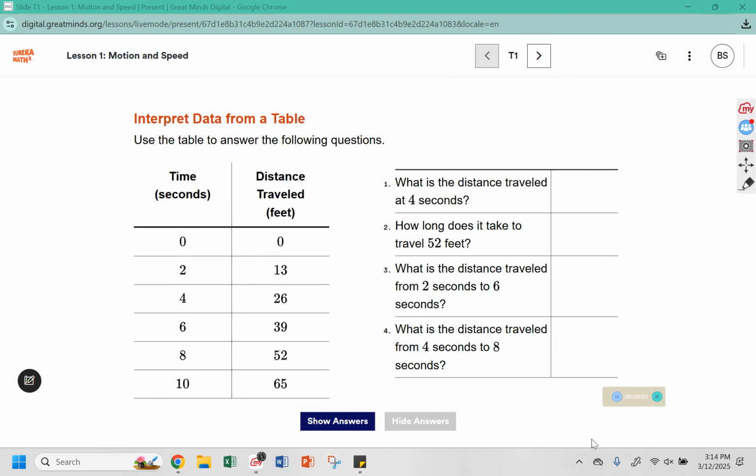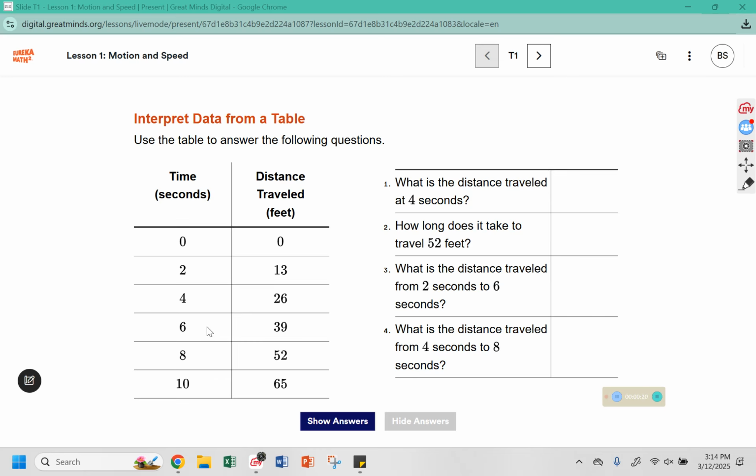Use the table to answer the following questions. What is the distance traveled at 4 seconds? How long does it take to travel 52 feet? What is the distance traveled from 2 seconds to 6 seconds?